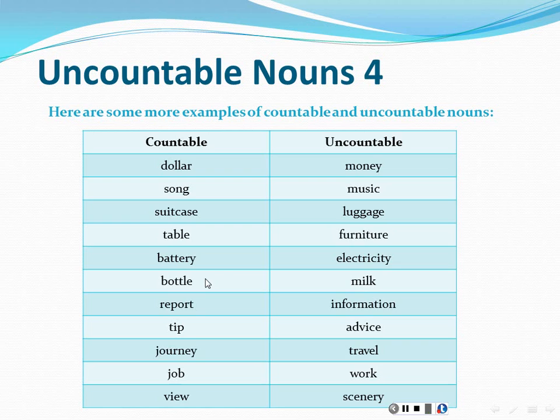Here we have bottle, which is countable. We can say a bottle, but milk we can't say a milk. We say a bottle of milk, زجاجة حليب. So the next example, report is countable. Information is uncountable. Report means تقرير. Information, معلومات.